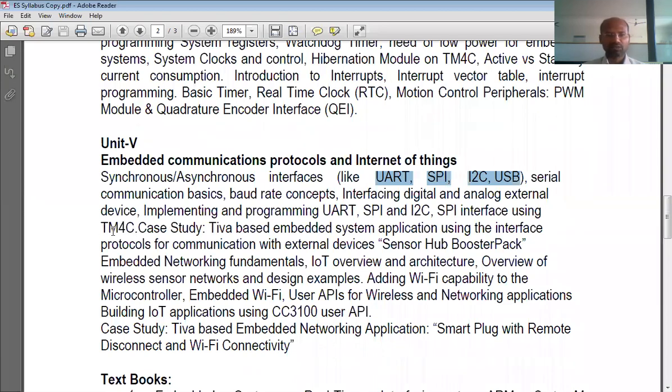And there are two case studies that we do in this unit 5. One case study is about sensors, the sensor interface with this ARM microcontroller. The second case study is smart plug.